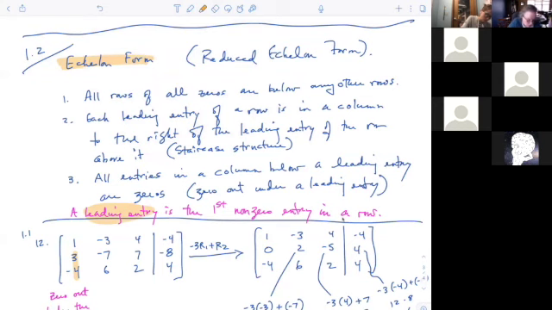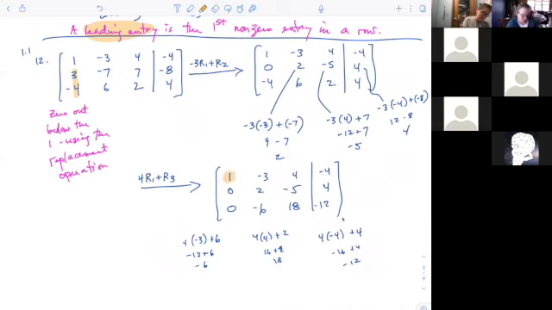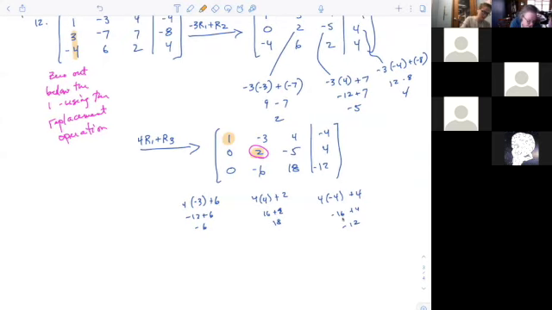All right, so here's a leading entry in row 1, and we have zeroed out under it. Now we move over and down, because we're done with this column, and now we're interested in this 2 here. This 2 is now a leading entry. It's the first non-zero entry in row 2. And so we're going to use it to zero out underneath it.